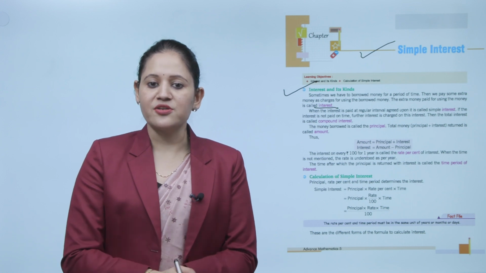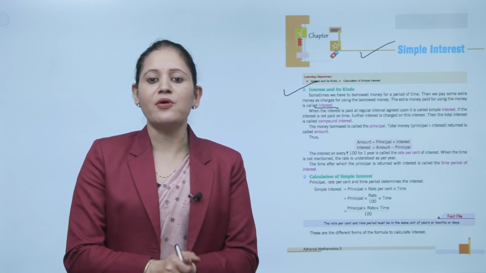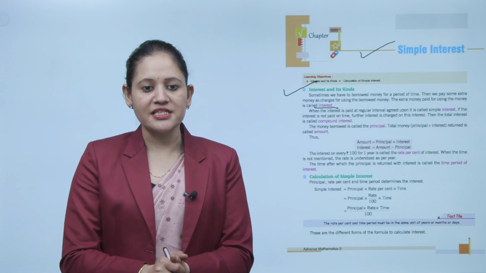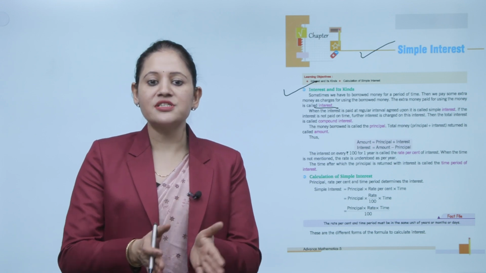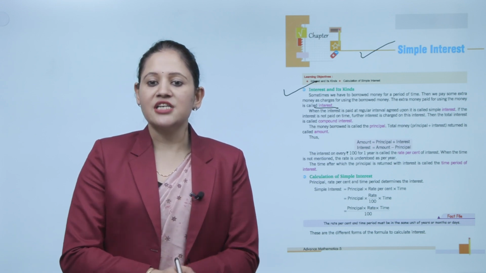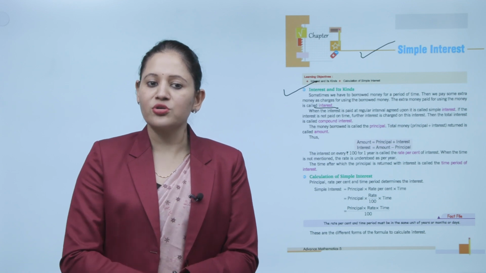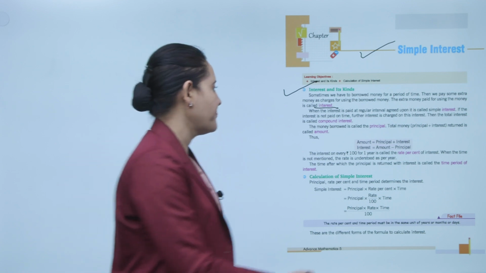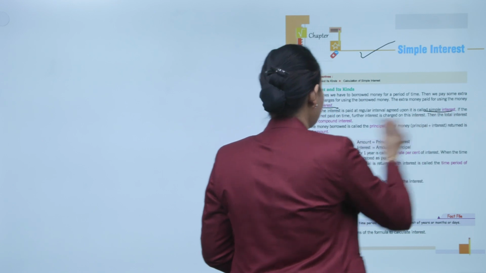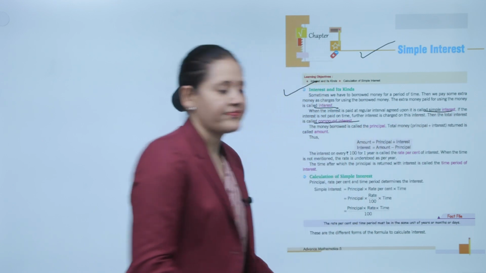When the interest is paid at regular intervals agreed upon, it is called simple interest. If the interest is not paid on time, further interest is charged on this interest. Then the total interest is called compound interest. So this is simple interest and this is compound interest.